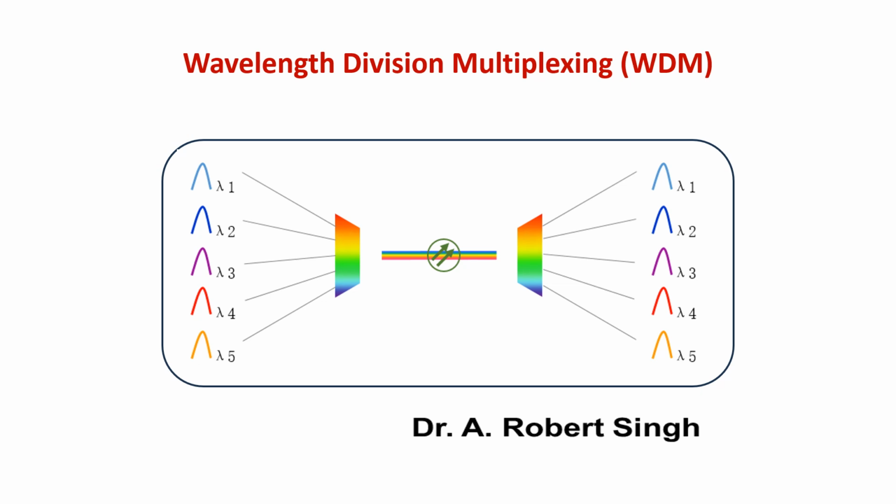Wavelength Division Multiplexing is a technology used to transmit multiple signals simultaneously over a single optical fiber by using different wavelengths, or colors, of light. This allows for increased data transmission capacity, making it highly efficient.